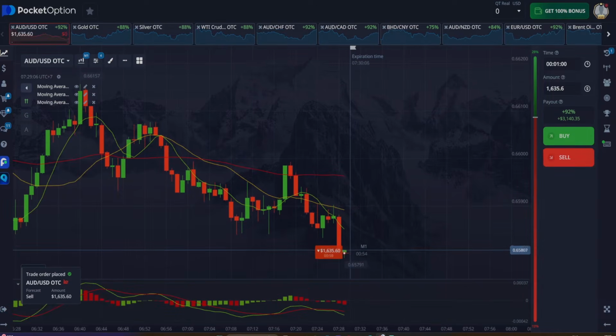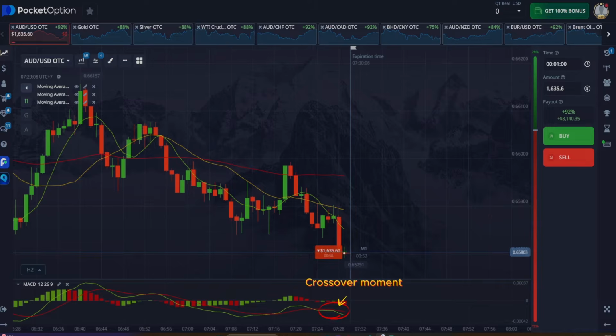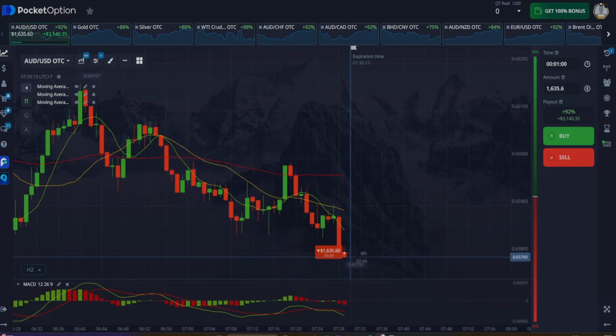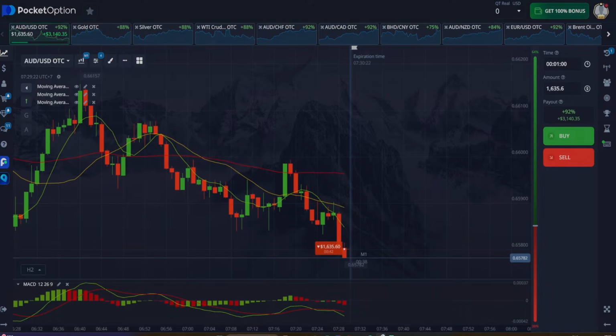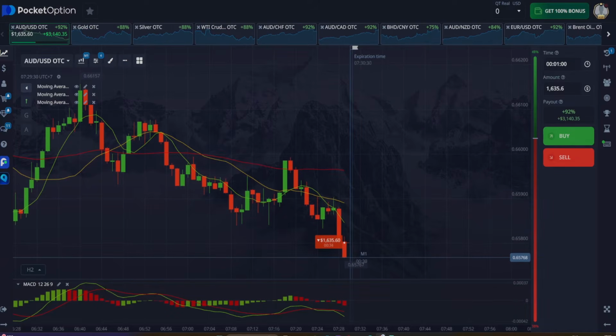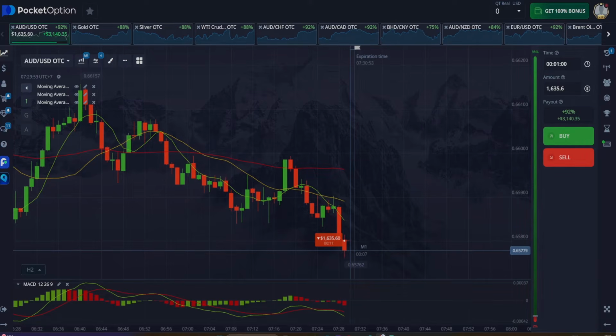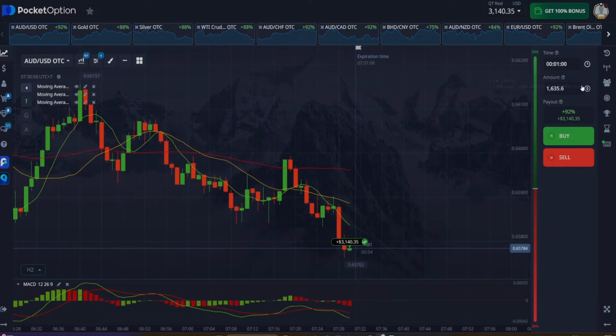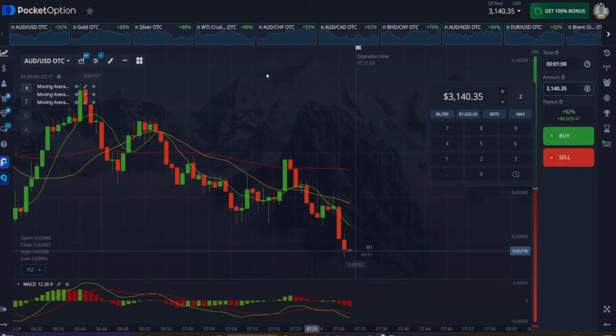I'm taking a sell because a crossover just occurred on the MACD indicator, where the signal line and the main line crossed downward. This shows that bearish momentum is building and the price has a stronger potential to move lower. With this signal, we have a clear confirmation to open a sell position. Let's see how it plays out. Yes, okay, profit. Now we can open the market again to look for the next setup.